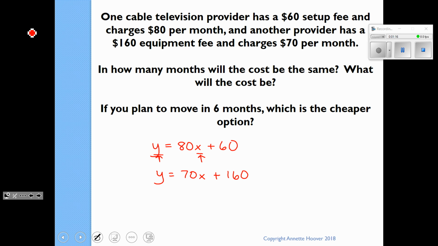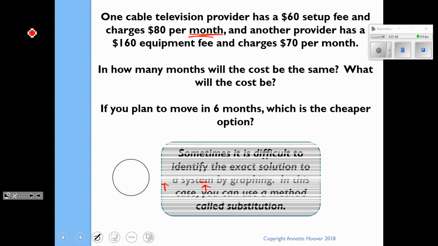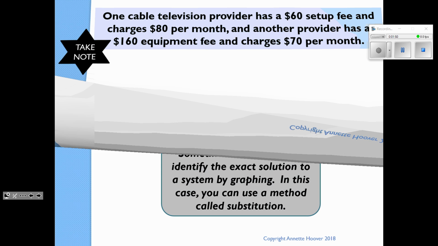If the question asks, in how many months will the cost be the same, and what will the cost be, when we're solving for an ordered pair, the x and the y, which are part of that ordered pair, are the solutions. Remember, x represented the number of months, and the y is going to be the total cost. So when you find an ordered pair, you're actually finding some useful information. On this next slide, I'm going to show how this works.